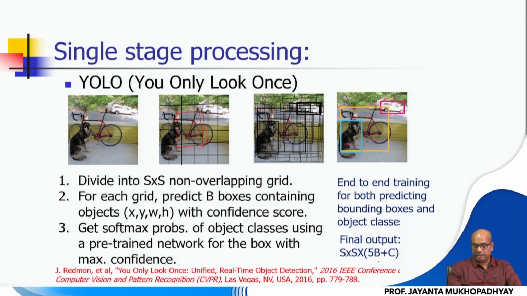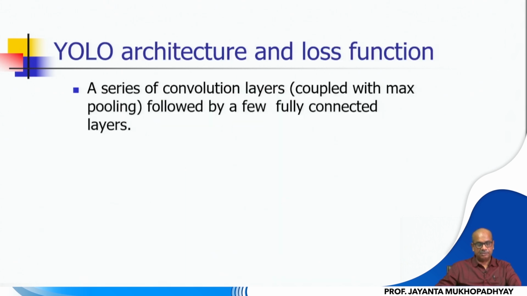So for each bounding box, say there are B number of boxes, there are 5 quantities like the position coordinates, and then width and height, and also the confidence score. And C is the number of classes. So you get that many tensor, which is presented in the form of an array. That is the kind of form of your output.